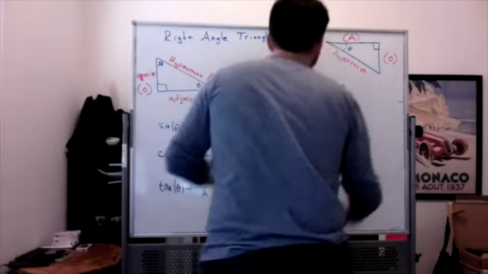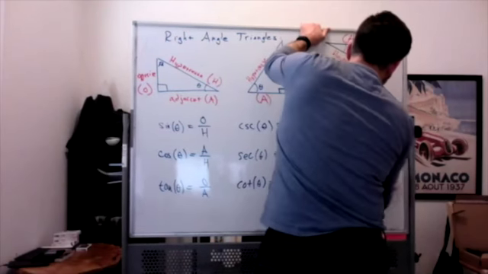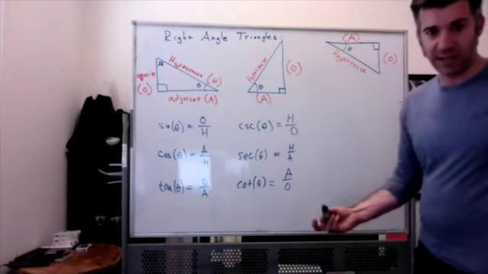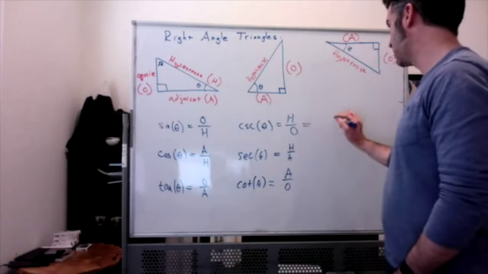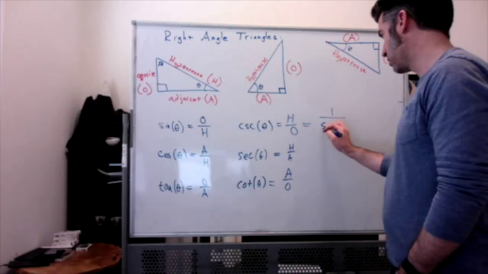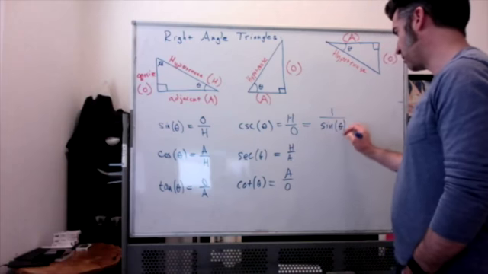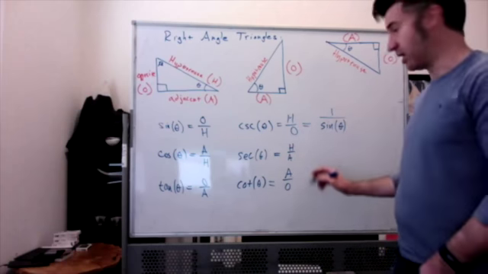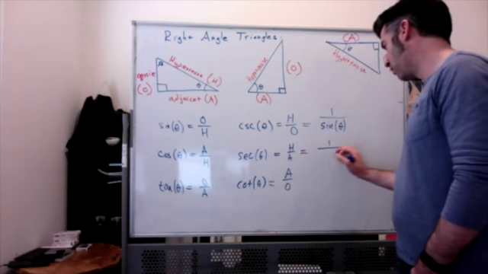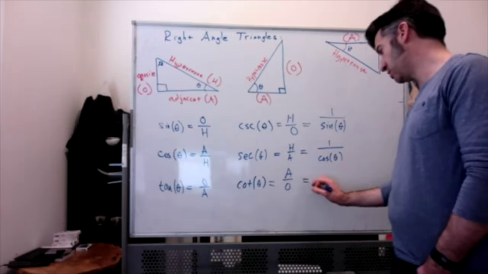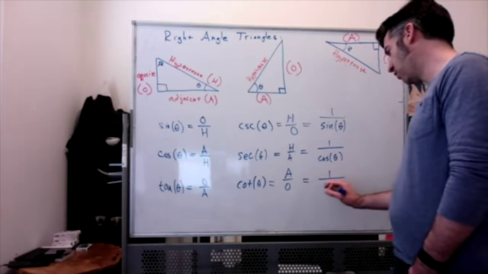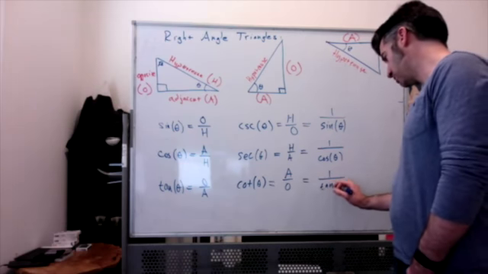In fact, we usually write that out. So these are some of the first trig identities that we know, called the reciprocal identities. Cosecant of theta is 1 over sine of theta. Secant of theta is 1 over cosine of theta. And cotangent of theta is 1 over tangent of theta.